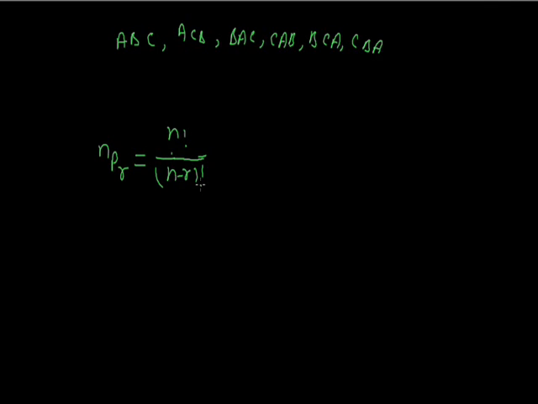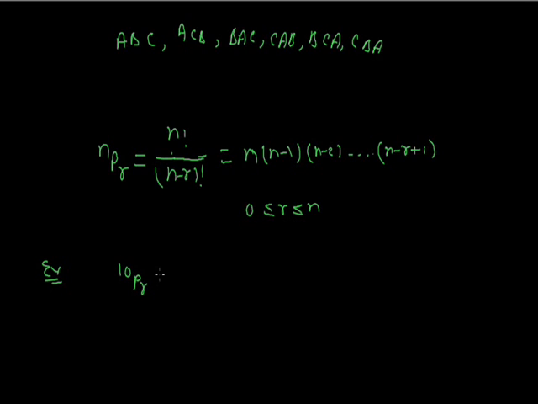The number of permutations of n things taking r at a time is denoted by nPr, which means there are n things taking r at a time. It is equal to n factorial upon n minus r factorial, and further it is equal to n into n minus 1 into n minus 2 up to n minus r plus 1, where r is from 0 to n. So we have an example for this.